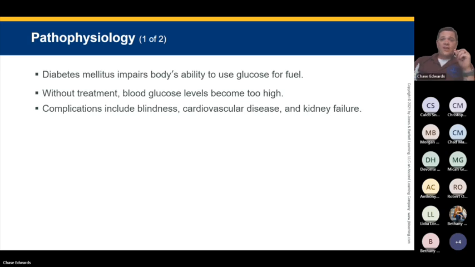So there are three types of diabetes. You have diabetes mellitus type 1, you have diabetes mellitus type 2, and then you have pregnancy-induced gestational diabetes, gestational as in gestation, pregnancy.